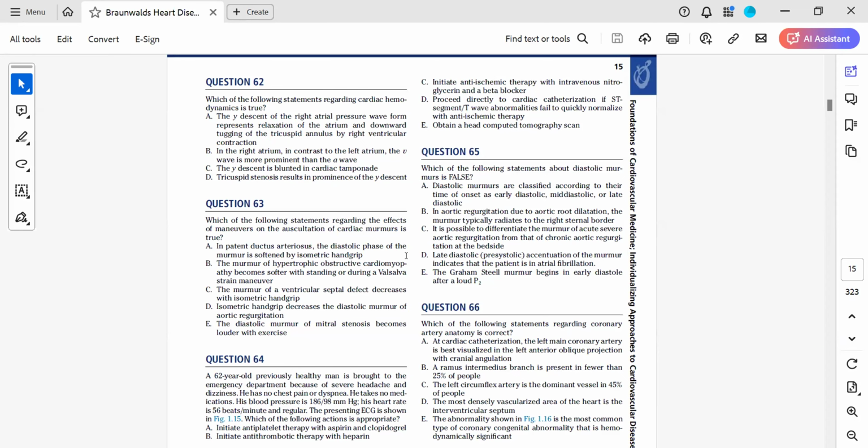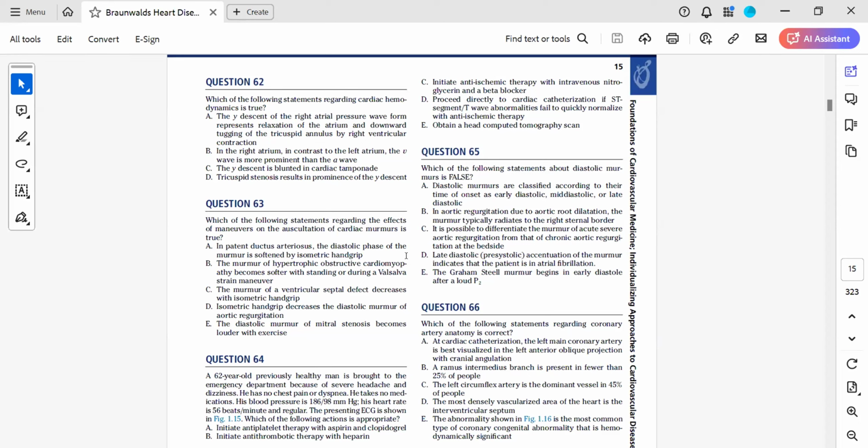So I'll go on to question 65. Which of the following statements about diastolic murmur is false? A. Diastolic murmurs are classified according to their time of onset as early diastolic, mid diastolic, or late diastolic. I think that's true.